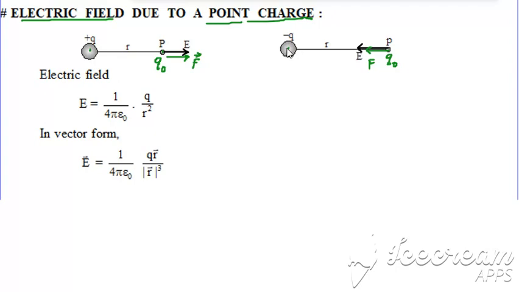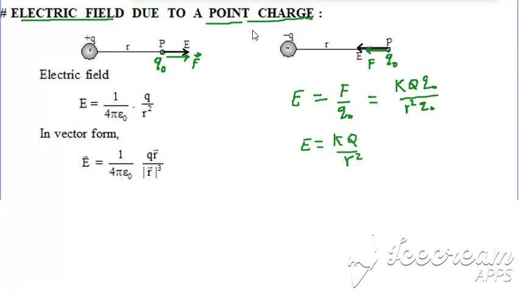For a negative charge, the direction of electric field at any point is going to be towards that charge, or radially inwards. After learning the direction of electric field, we can find the magnitude of electric field. Magnitude of electric field is the force divided by charge. Now if we write the Coulombic force, it is K Q q naught divided by R square, so the field formula turns out as E is equal to simply K Q upon R square.